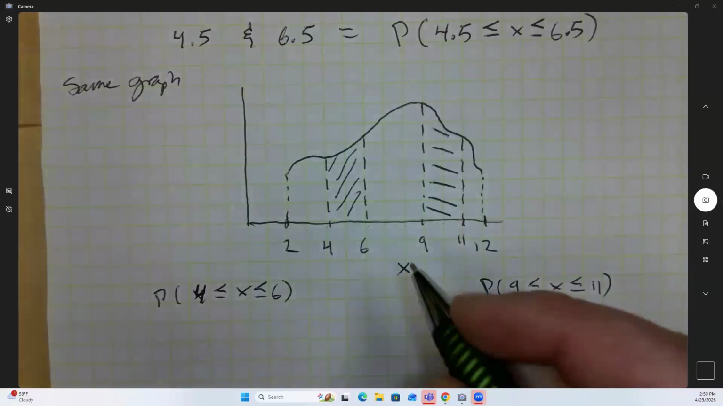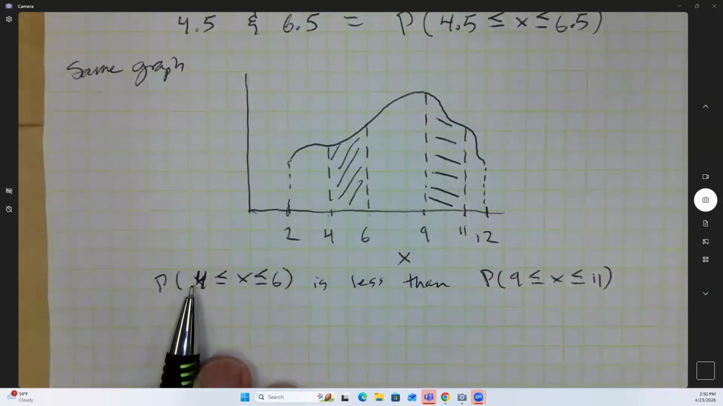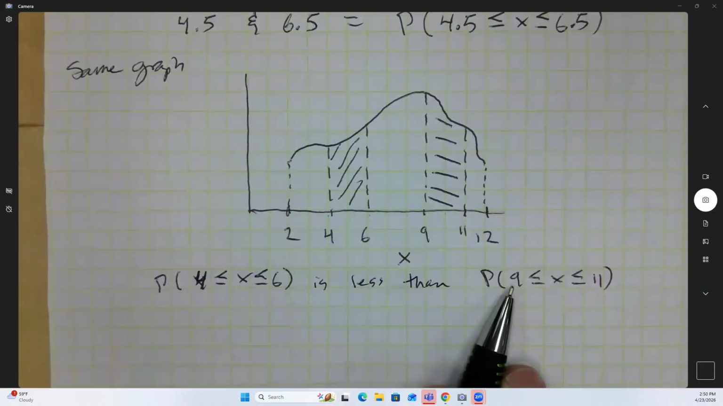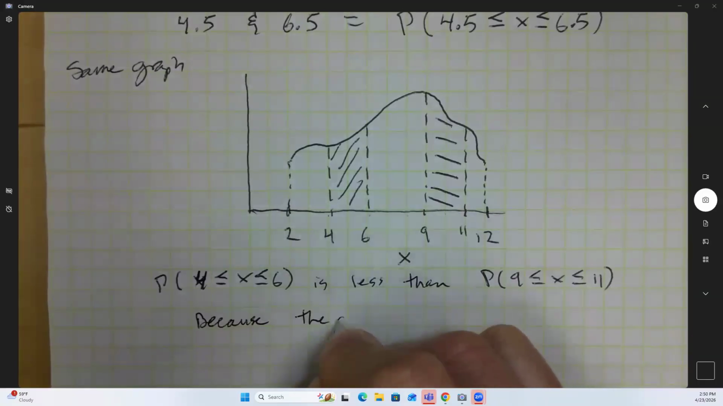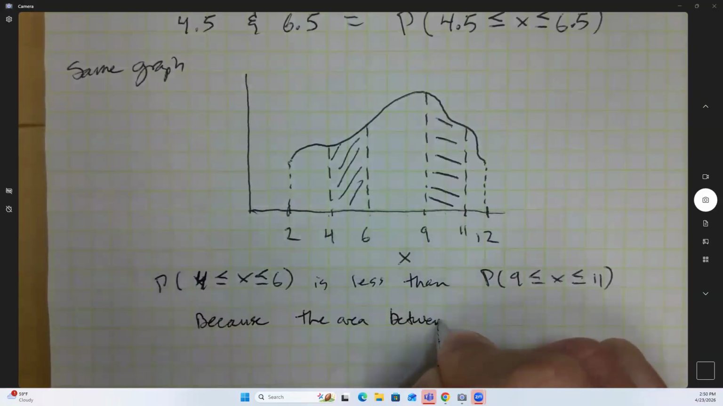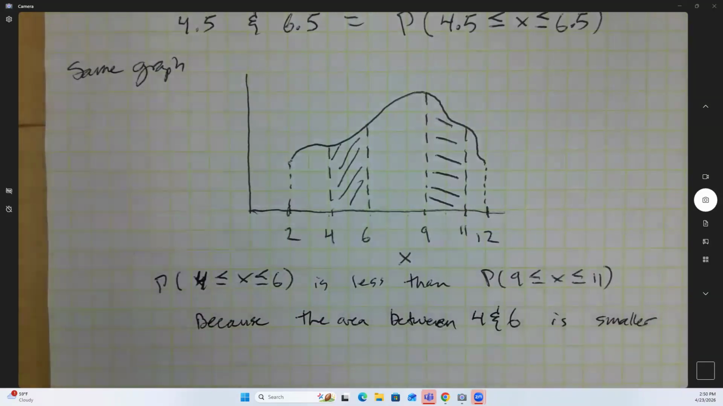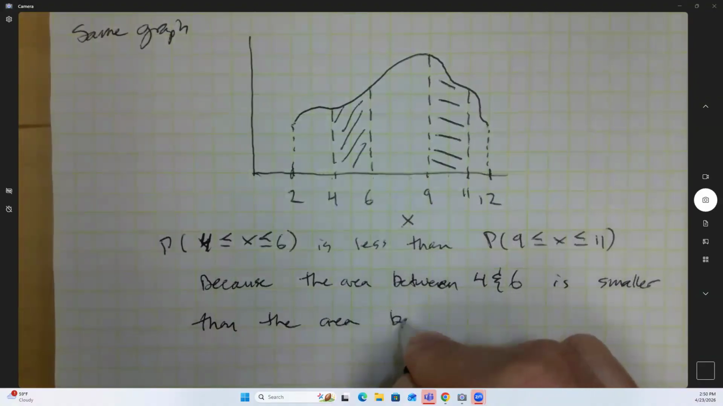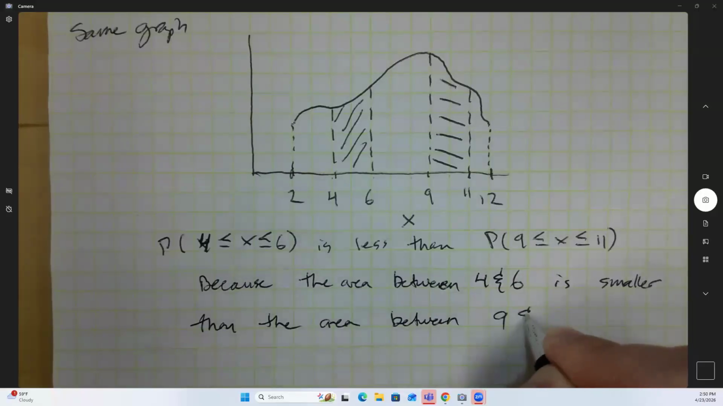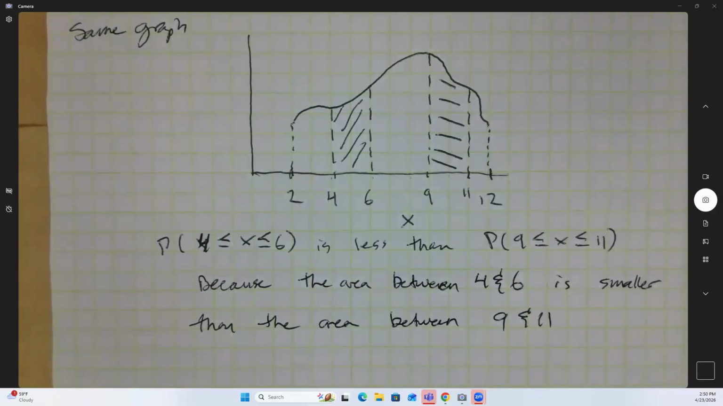Yep. So the probability between 4 and 6 is less than the probability of being between 9 and 11 because the area under the curve between 4 and 6 is smaller than the area between 9 and 11. And that's how you figure out probabilities or compare probabilities with a continuous distribution. You literally just look at the areas.